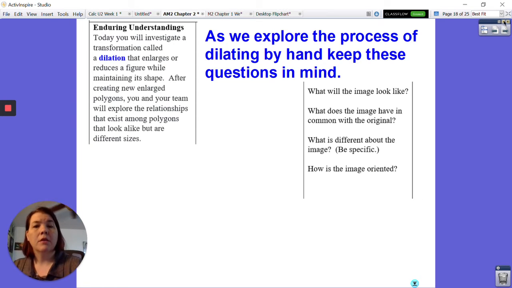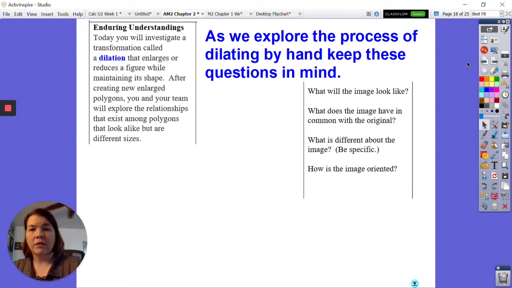Okay, so today we're going to be investigating a transformation called dilation, which enlarges or reduces a figure while maintaining its shape. After creating newly large polygons, you and your team will explore the relationships. You will, because you don't have a team, explore the relationships that exist among polygons that look alike but are different sizes. So as we explore the processes of dilating by hand, let's keep these questions in mind.